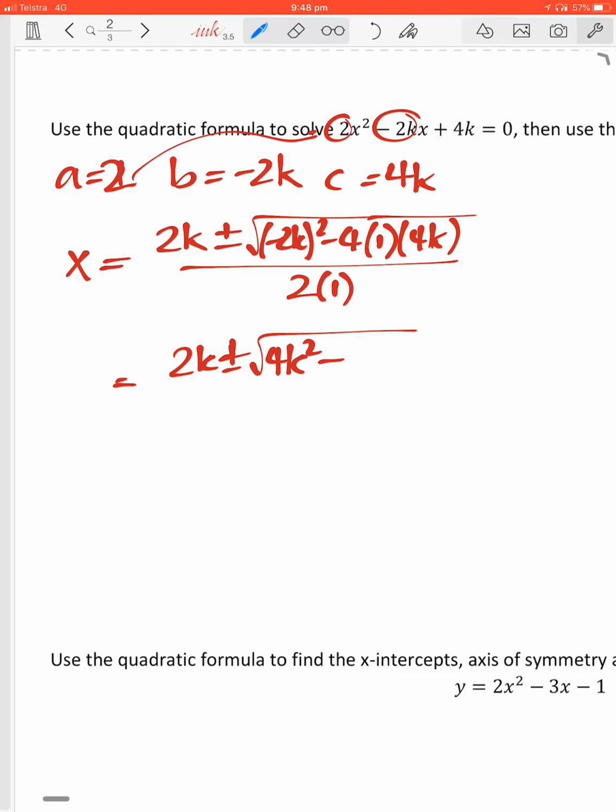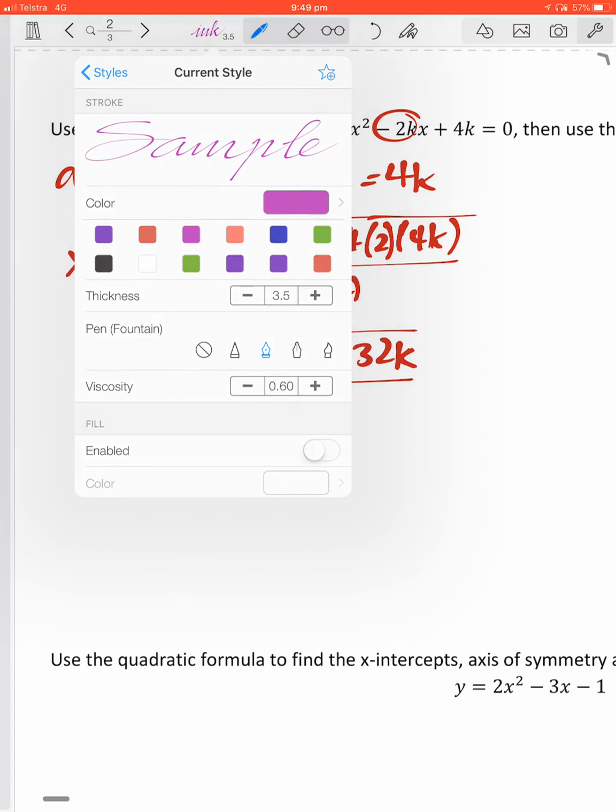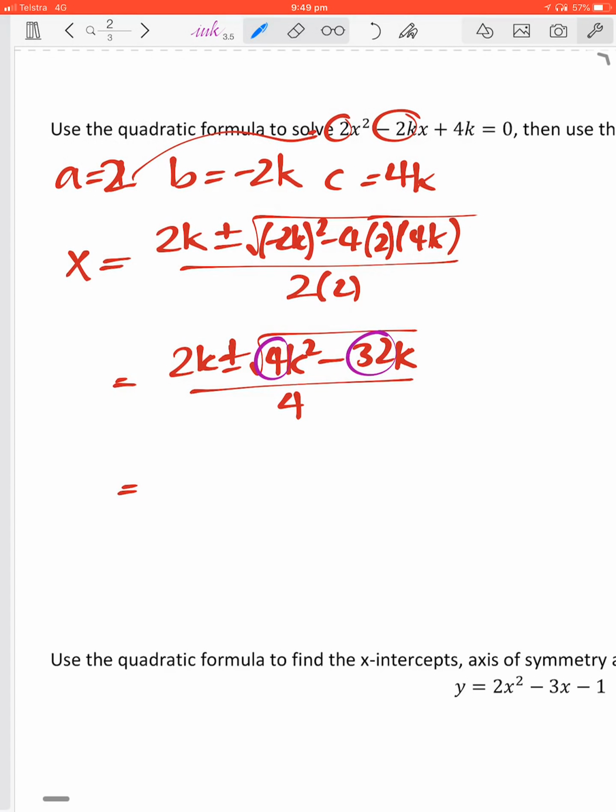Whoops. So here that's going to be 2 times 2. And here that's going to be a 2. Okay, so I get 4k squared minus 4 times 2, which is 8, times 4k, which is 32k, all on 4. Now here I've got a 4 and 32, so I can take out a 4. So I get 2k plus or minus the square root of 4, k squared minus 8k, all on 4.